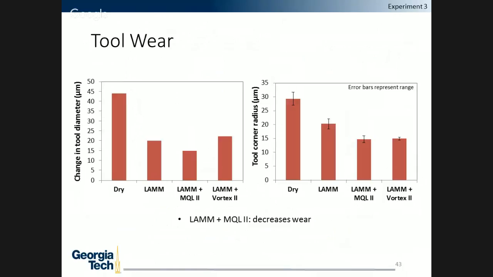And also we measured the tool wear, and as is shown, the dry condition, as expected, was the worst in the change in tool diameter. LAMB benefited that, but with the inclusion of MQL2 and the reduction of built-up edge, this led to less change in tool diameter, and that's just due to the lubrication effects of MQL, which greatly benefited the tool. And similarly, the same results were seen in the tool corner radius. LAMB plus MQL did significantly better. LAMB plus Vortex also did help reduce the corner radius as well.